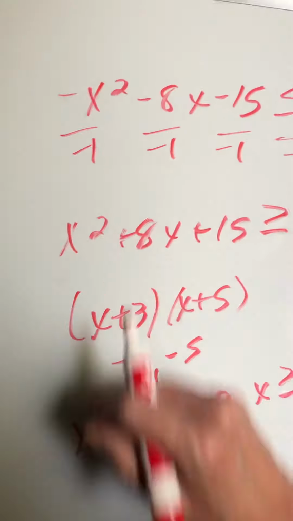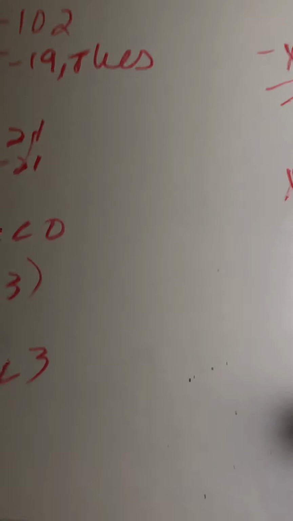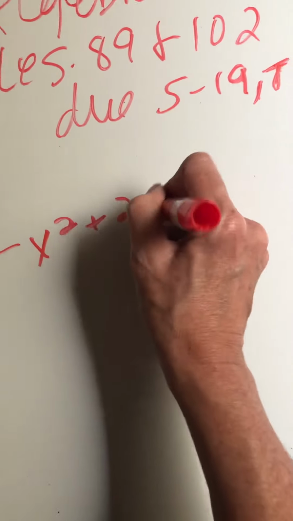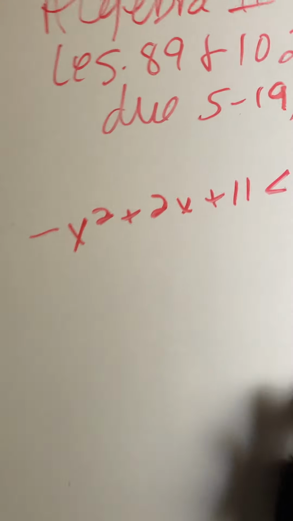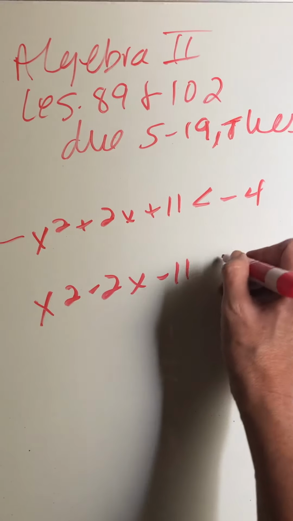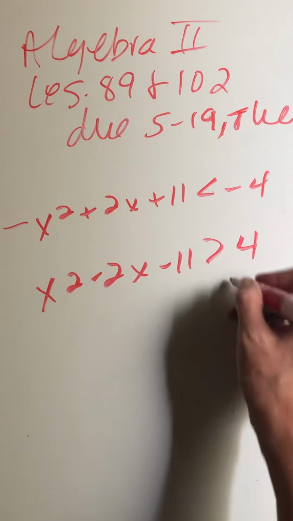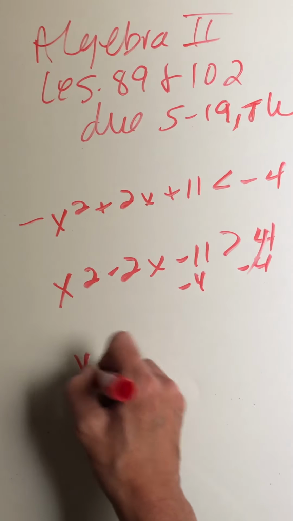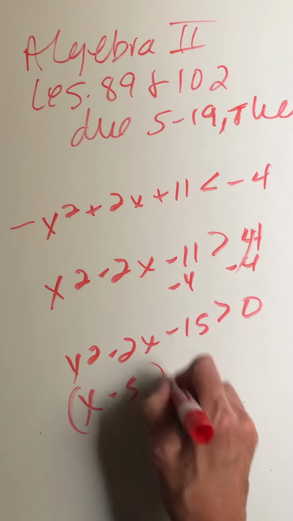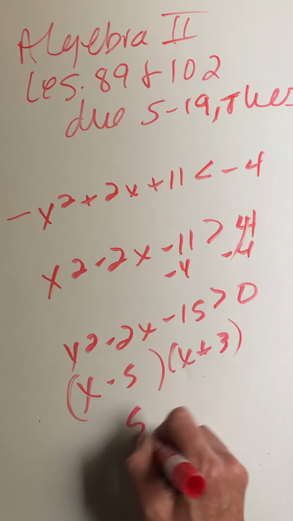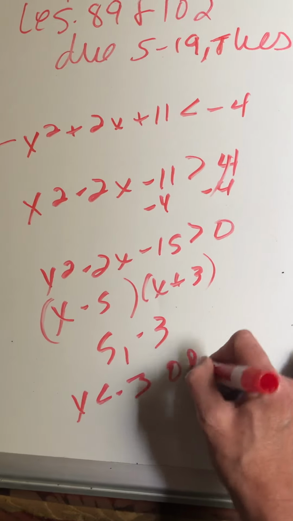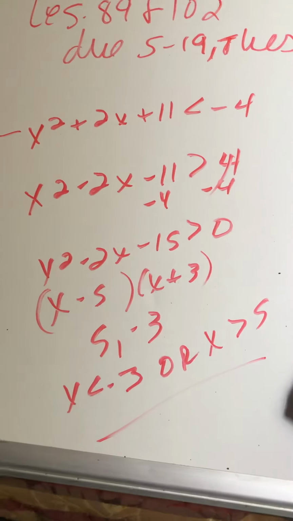Let's see if I can find another one where you have to change the signs like that. Let's see. -x squared plus 2x plus 11 less than -4. So you're going to just change all the signs. Then we subtract 4 from both sides. So x squared minus 2x minus 15 greater than 0. So (x minus 5)(x plus 3). 5 and -3. It's a disjunction, so x is less than -3, or x is greater than 5. That's all I want to see, okay?